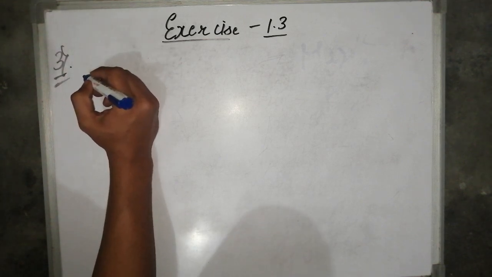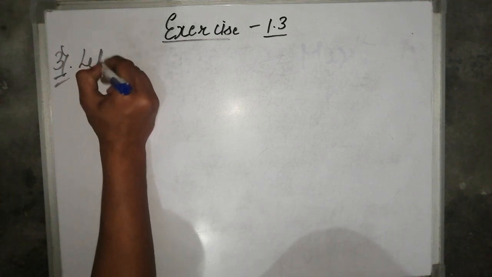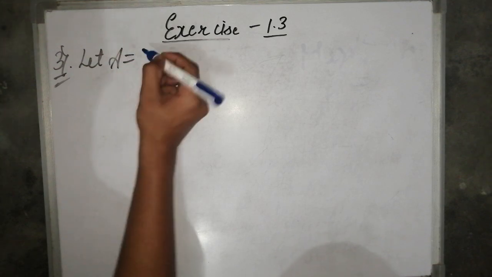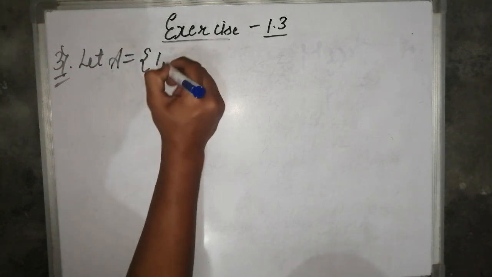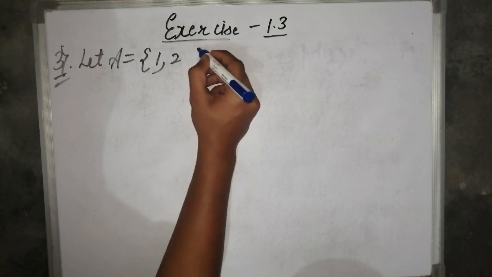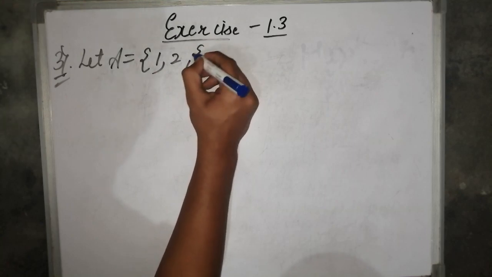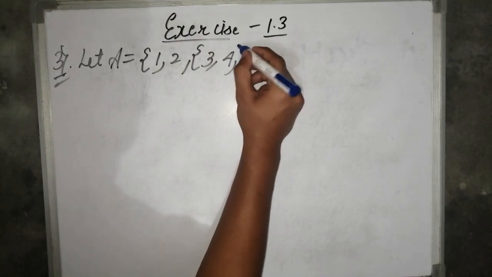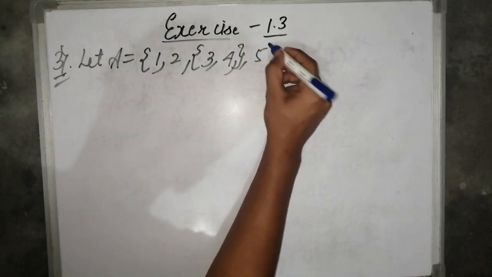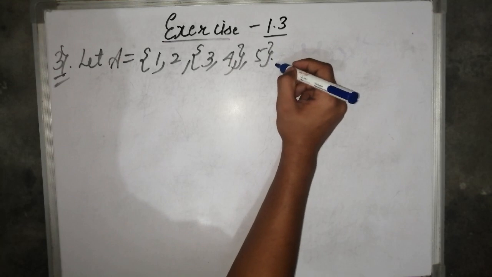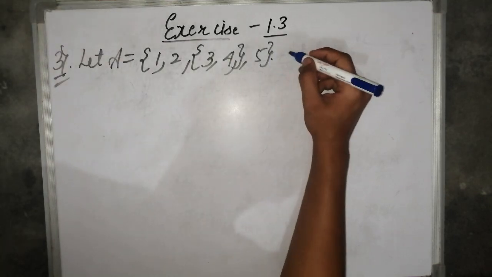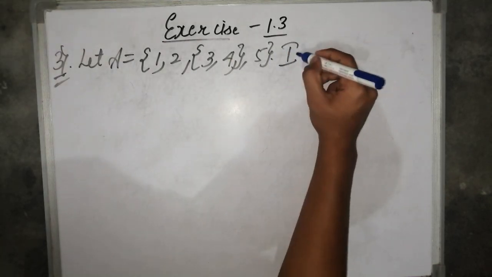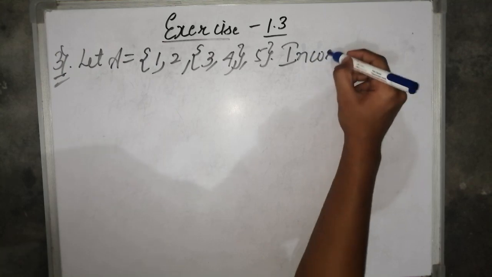Our third question is a very long question. Let A be equal to {1, {3, 4}, 5}. Which of the following statements are incorrect and why? Find out the incorrect ones. I'm writing here incorrect only.